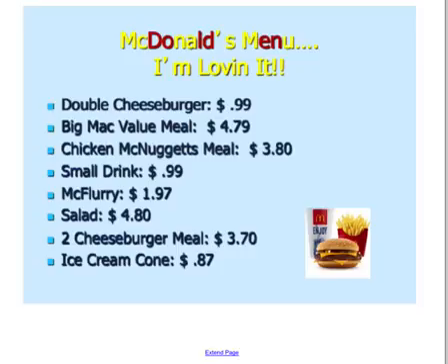I'm loving it. You can see we have on the menu a double cheeseburger, a Big Mac value meal, chicken McNuggets, a small drink, a McFlurry, a salad, 2 cheeseburgers, or a small ice cream cone. They're all written in decimal form.